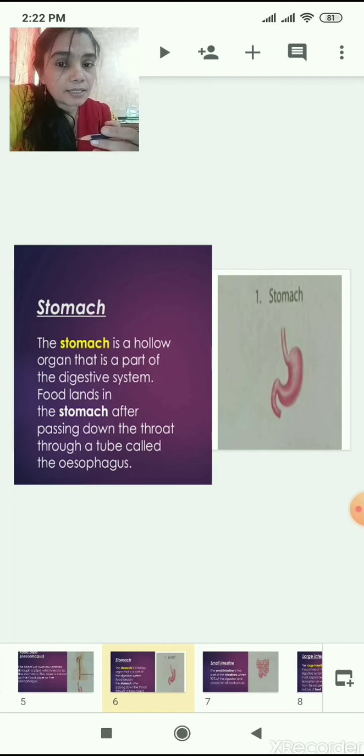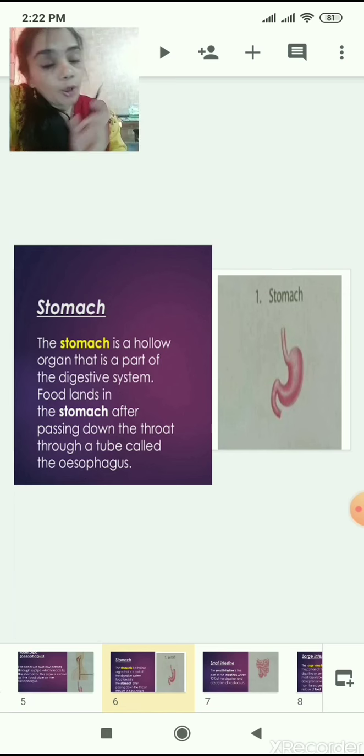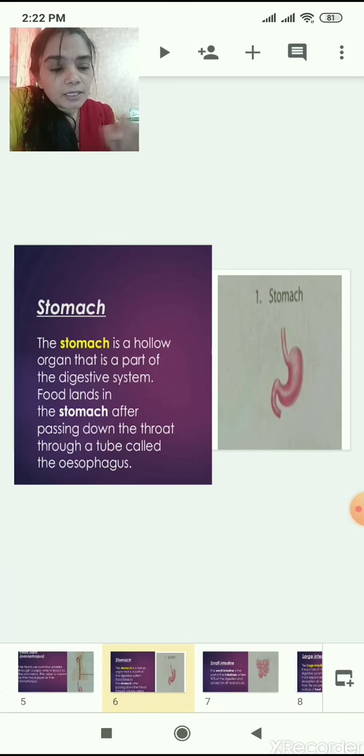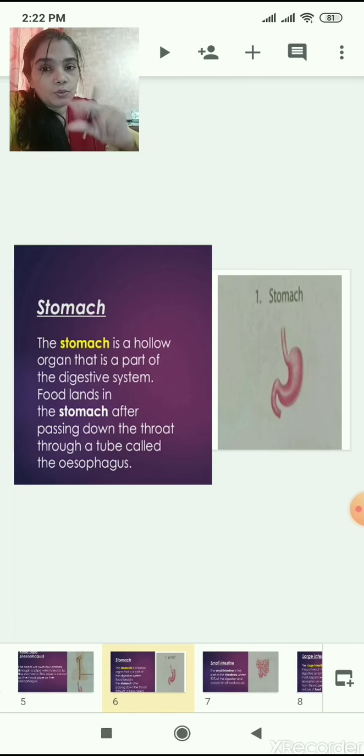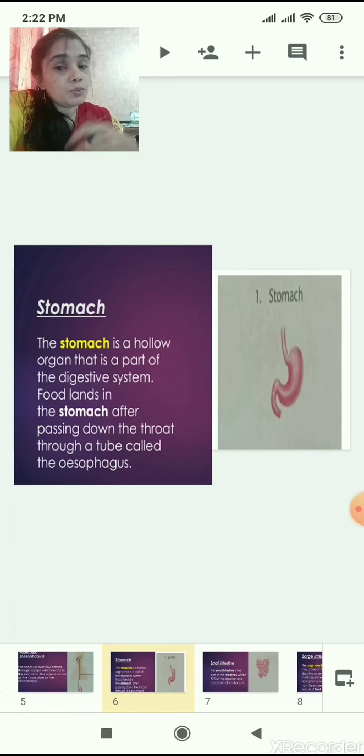And the second task, the stomach starts breaking down the food particles mechanically or chemically. Mechanically means reducing size. Sometimes in a hurry, we swallow bigger food particles. You just roll the chapati and put it in your mouth and gulp it and swallow it without chewing properly.